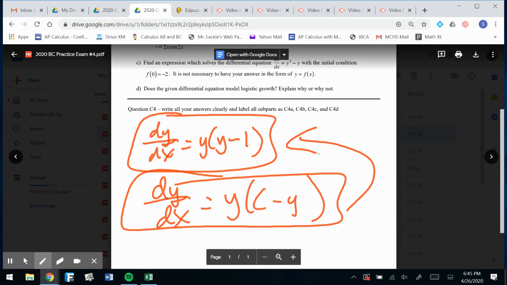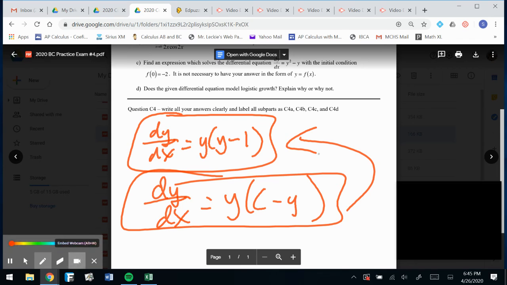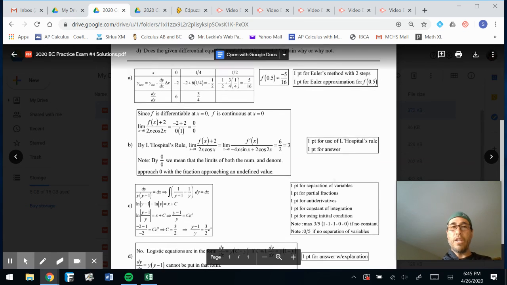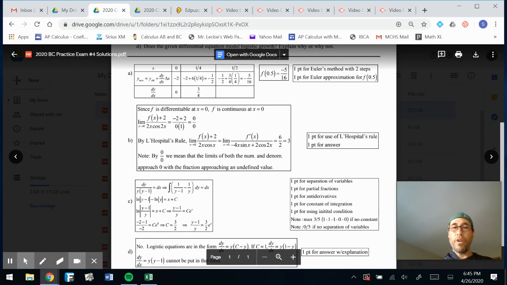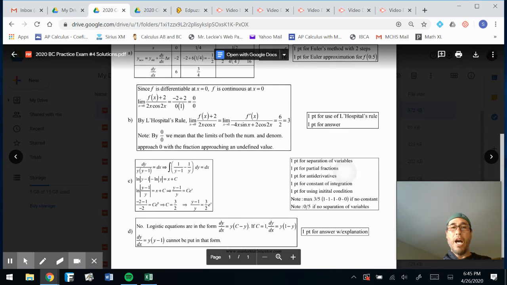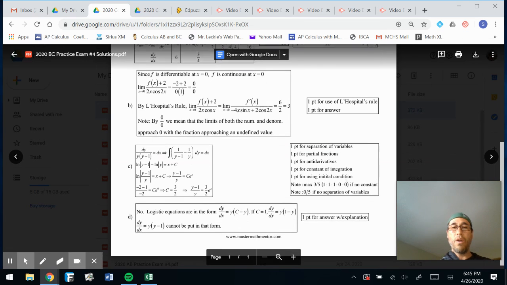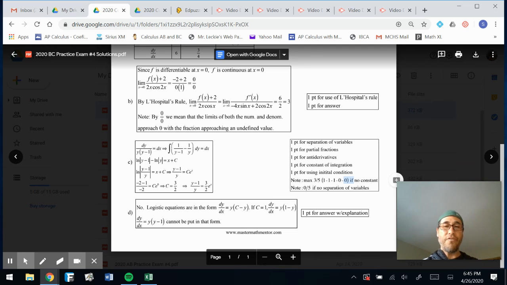Now, I don't think that took us too long to do that problem. I hope you guys were as successful as I was. But I'm going to go ahead and show you the solutions. There you go. Euler's method, worth 2, this teacher thinks. Part B using L'Hopital. L'Hopital in that one, you get 2 more. 5 points, obviously, for solving your separating variables and all that good stuff.